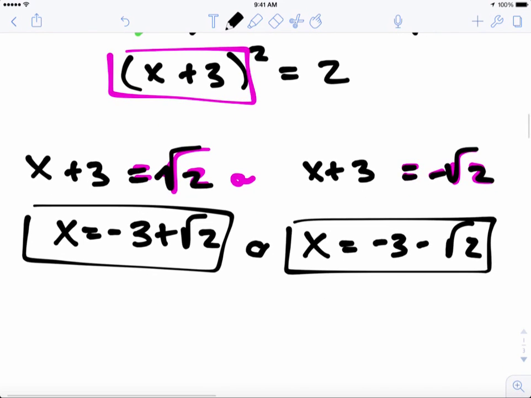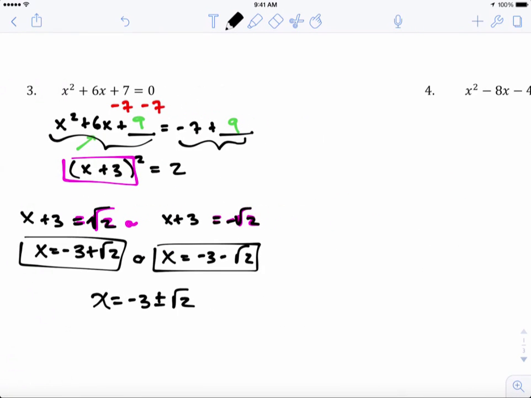Again, if you really want, you can say that x equals negative 3 plus or minus the square root of 2. Not as big a fan of that notation, but if it makes you happy, go for it. All right, last one I want to take a look at. Please try this one on your own as well. I hope you try them both on your own.